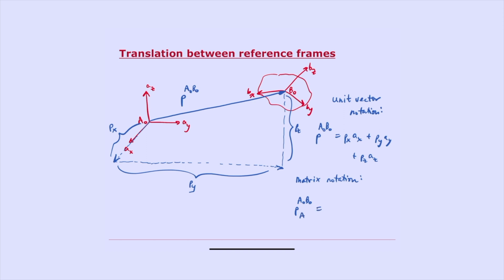The reason we need the A subscript, the subscript itself is not super important. What it represents is very important. What it represents is the frame with respect to which these three numbers are expressed. So this vector will contain just three numbers, PX, PY, PZ. Unlike in unit vector notation, where we know AX, AY, and AZ, they're written right there in the equation. So when we write P in matrix notation, we need these little subscripts to keep track of the frame in which these coordinates are expressed.